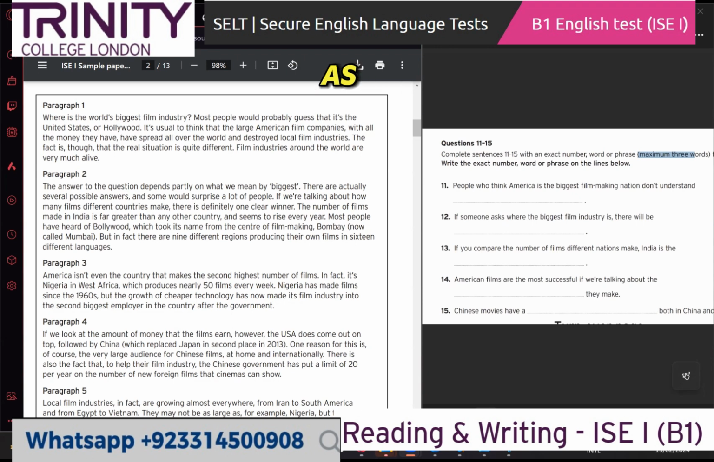What did you choose as your answer here? 11. Hollywood. No. People who think America is the biggest filmmaking nation don't understand blank. Don't understand what? It's from paragraph 1, mentioned here: Where is the world's biggest film industry? Most people would probably guess that it's the United States. Okay? People think, people guess it's the United States or Hollywood. It's usually, apologies.